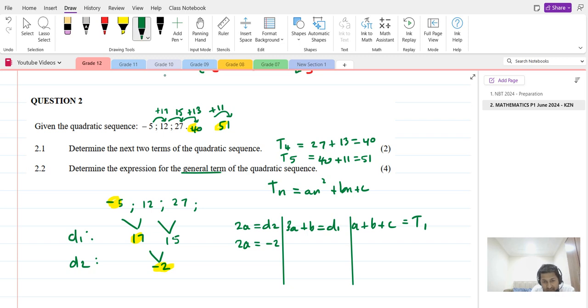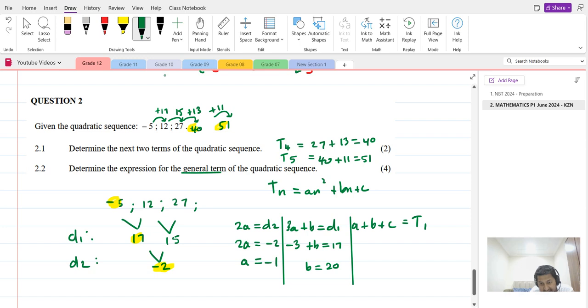Now 2a equals minus 2, so a is equal to negative 1. If a is negative 1, substitute here, so we get negative 3 plus b equals 17. And 17 plus 3 is 20, so the value for b is 20.